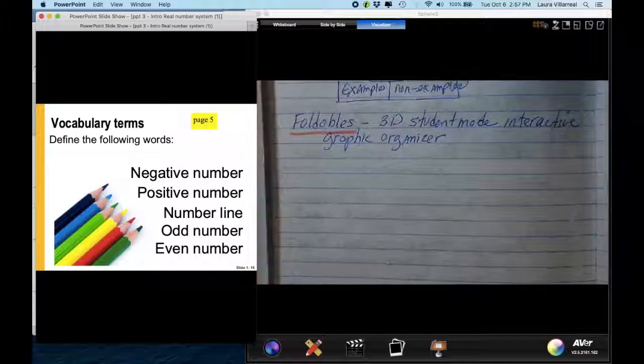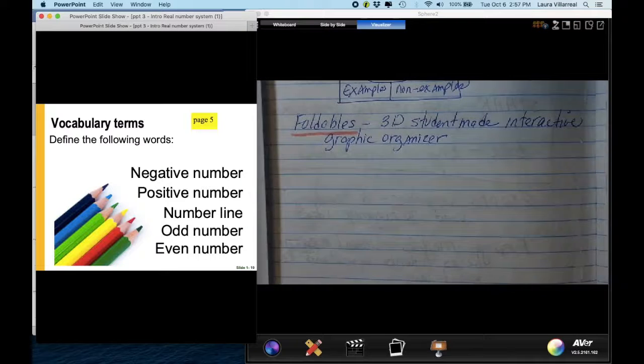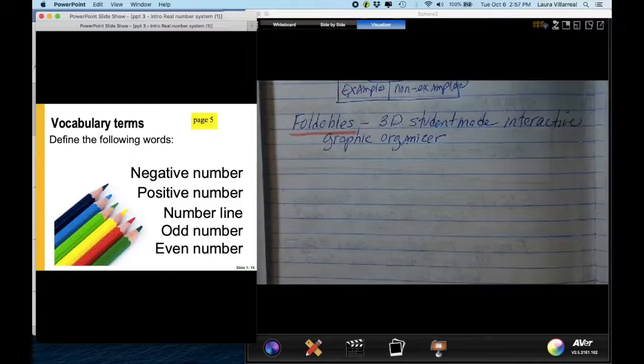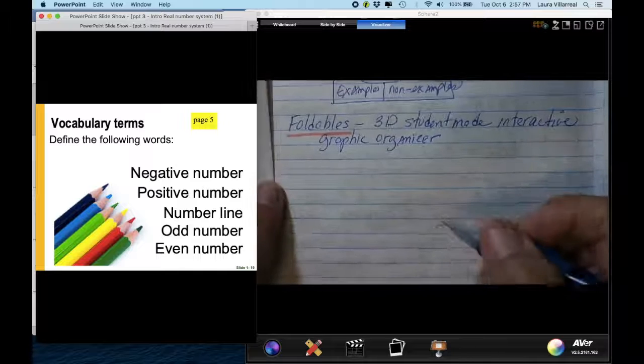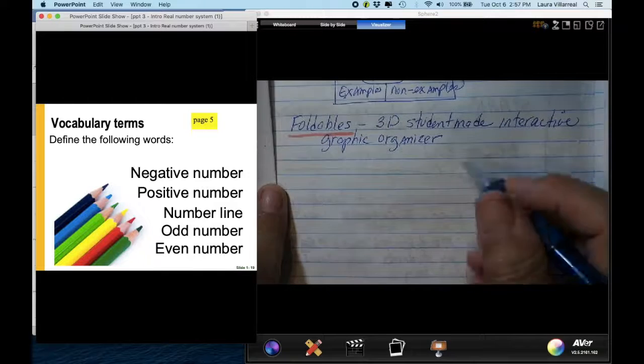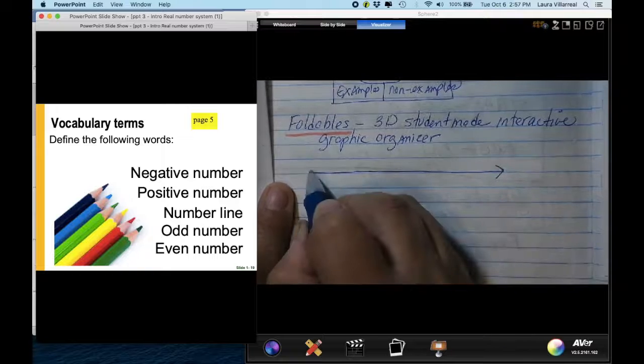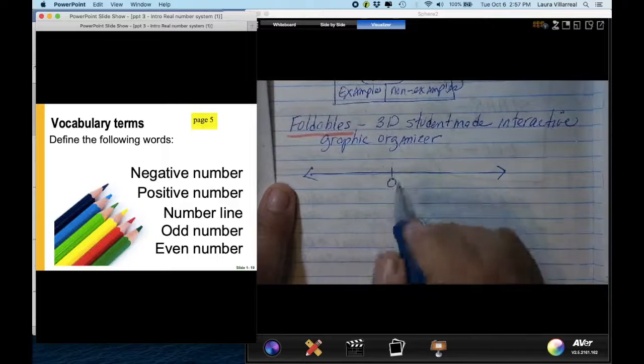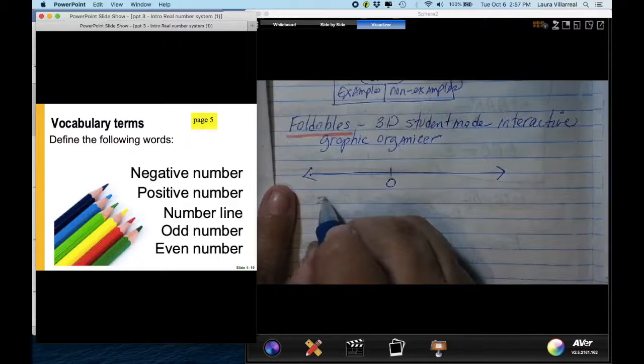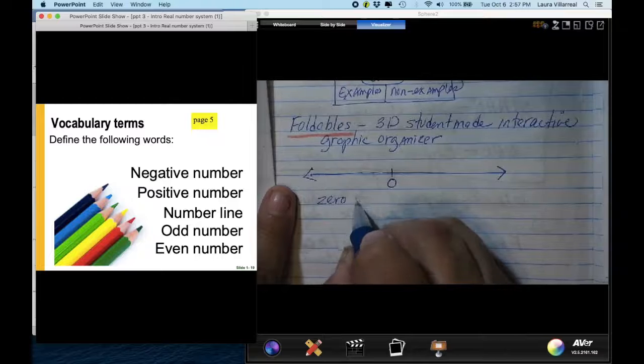On page 5 in our notebook, let's continue with some more vocabulary terms that are not here. Let's look at positive and negative numbers as they relate to a number line. So here's my number line. Now remember that 0 is neither positive nor negative.